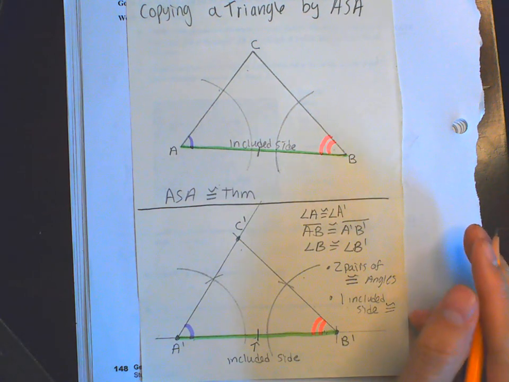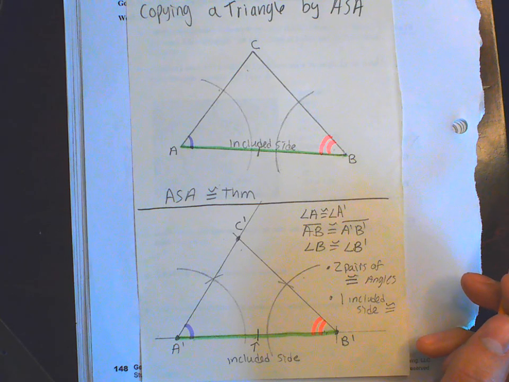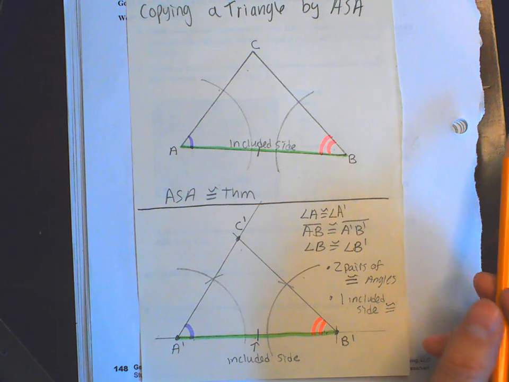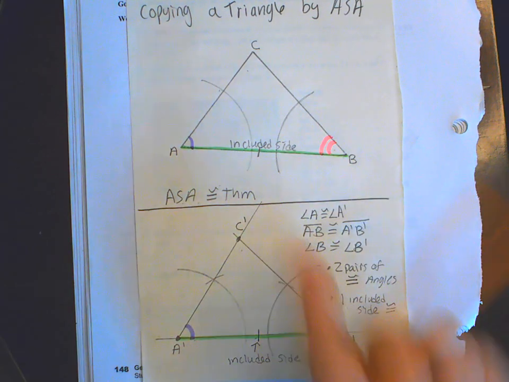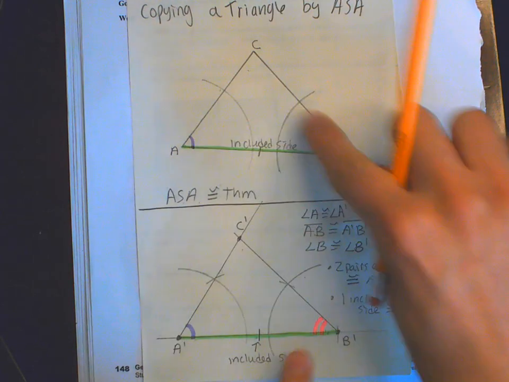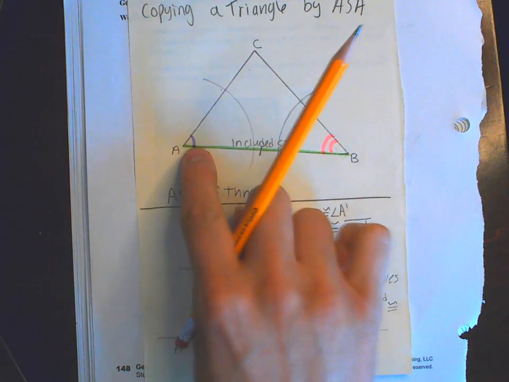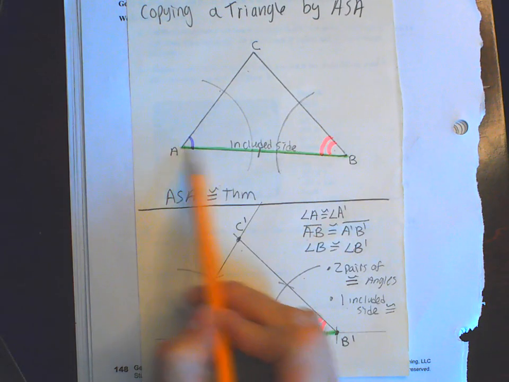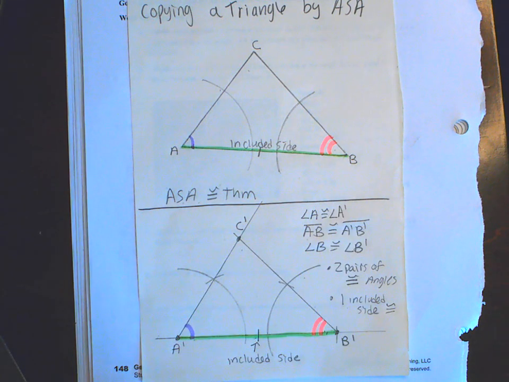So here's my other tool. So far you've had quite a bit of tools: side, side, side, side, angle, side. And now we have angle, side, angle, and I'm going to show you guys angle, angle, side in just a second. So the angle, side, angle congruence theorem tells you that if two triangles have two pairs of congruent angles and an included side, included just means that it's the segment that includes both of those angles. You can see this side is included in this angle and this angle. Therefore, the two triangles are going to be congruent.